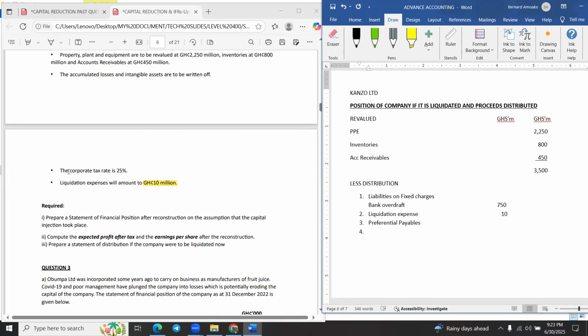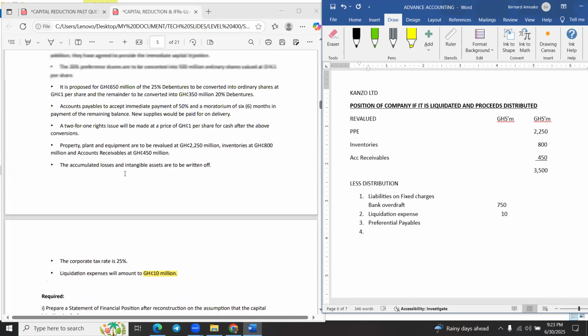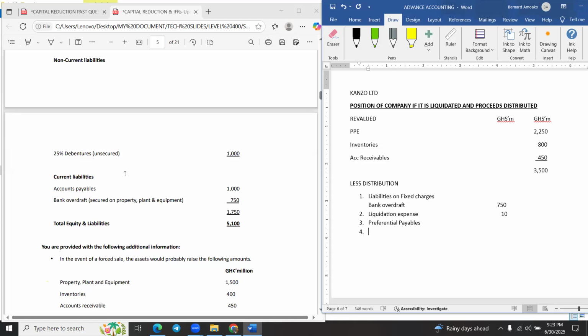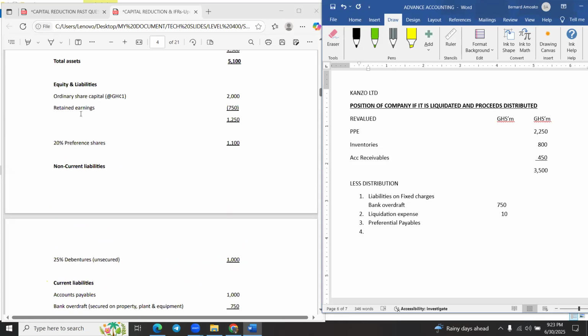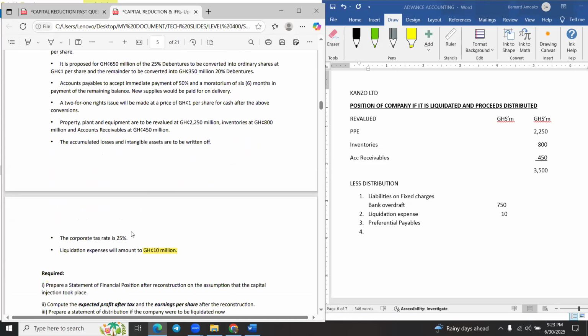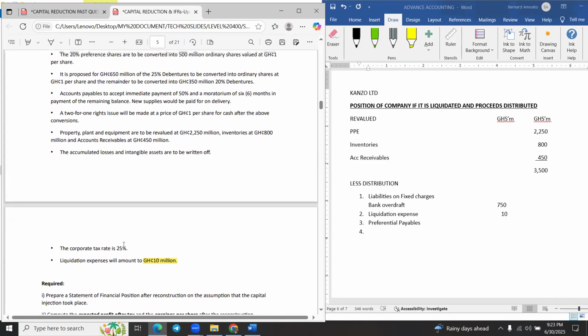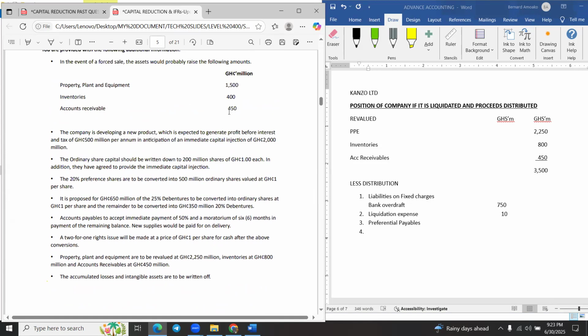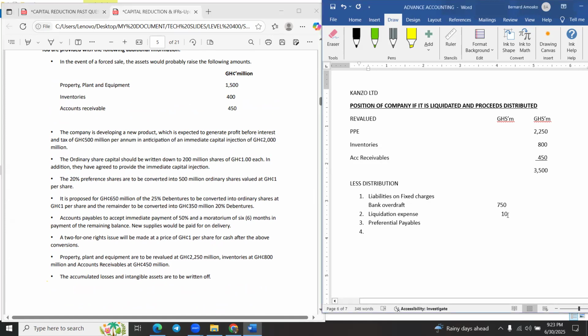Then the next one was, don't confuse yourself with this one. The tax rate is 25%. You can't pay taxes on losses. You didn't make profit. Look at it here. I know students will be asking. Retained earning here was 750. So the tax here is just to confuse you. So don't go and say there's a tax here, so I'm going to put the tax under preferential payables. No, you can't pay 25% on losses, except otherwise they have told you the tax is in the question. So here, profit before interest and tax. This one is for reconstruction. That is it. So don't bring the tax here in this particular one.